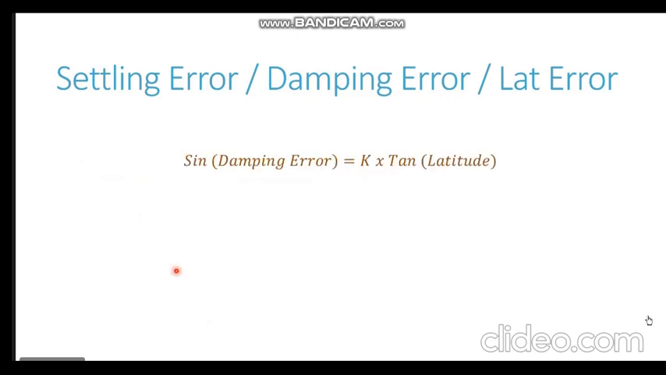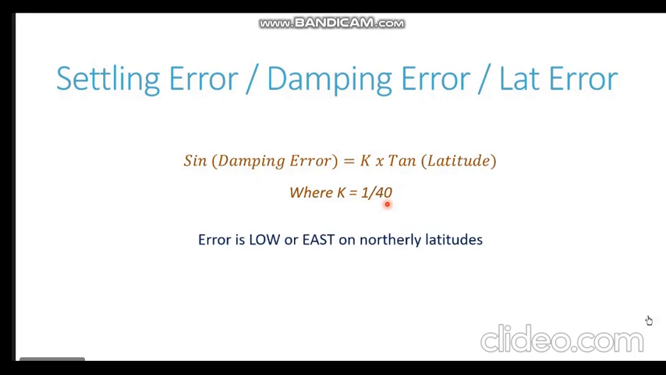So let's summarize the formula now. Sine of damping error is equal to k into tangent of latitude, where k is equal to 1 by 40 if not given in the question. Now this formula is going to give you the magnitude of the damping error. Now we also need to find out whether the damping error is easterly or the damping error is westerly.